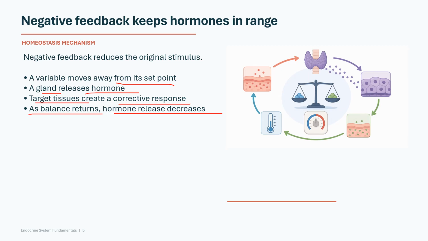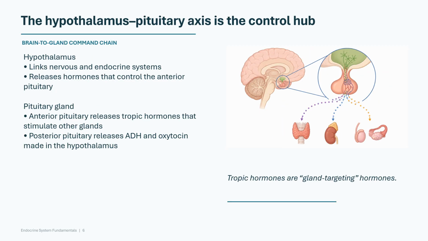Now, is there a control center for the endocrine system that allows it to work efficiently and effectively? Indeed, there is, and there are two parts to this control hub. They are the hypothalamus, which is colored in green for us over here, as well as the pituitary. The pituitary and the hypothalamus are connected together in this axis called the hypothalamic-pituitary axis.